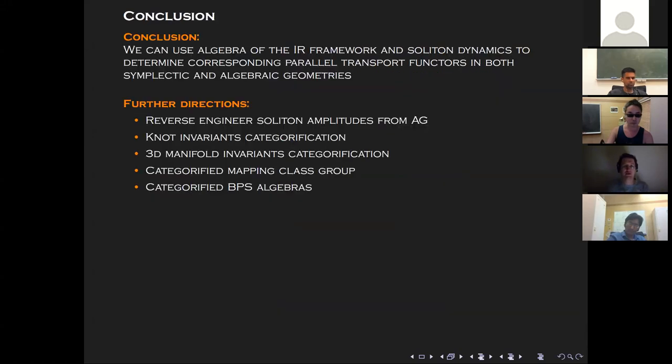So let me conclude. I tried to explain how the solitonic dynamics and the algebra of the infrared could be translated into the Fourier transforms on the Higgs branch. The Higgs branch in various theories, and it seems to be a successful application.